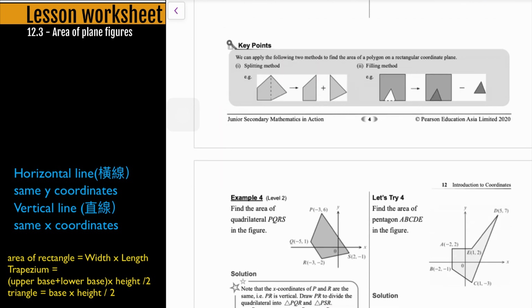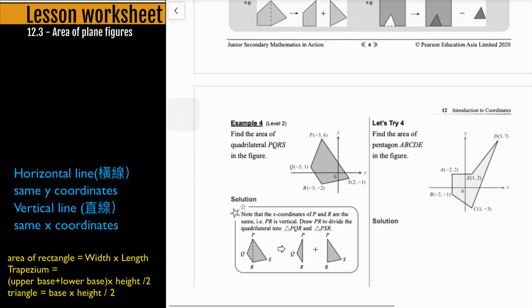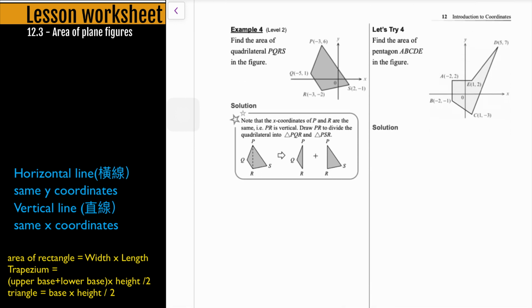And then, just like what you have learned in the area chapter, you can use the splitting method or the filling method. So how to handle the questions? It is like this. Now you will see you got 2 areas, and you draw one line like this, just like what you can see in the question, then you will find out the area could be 2 areas.